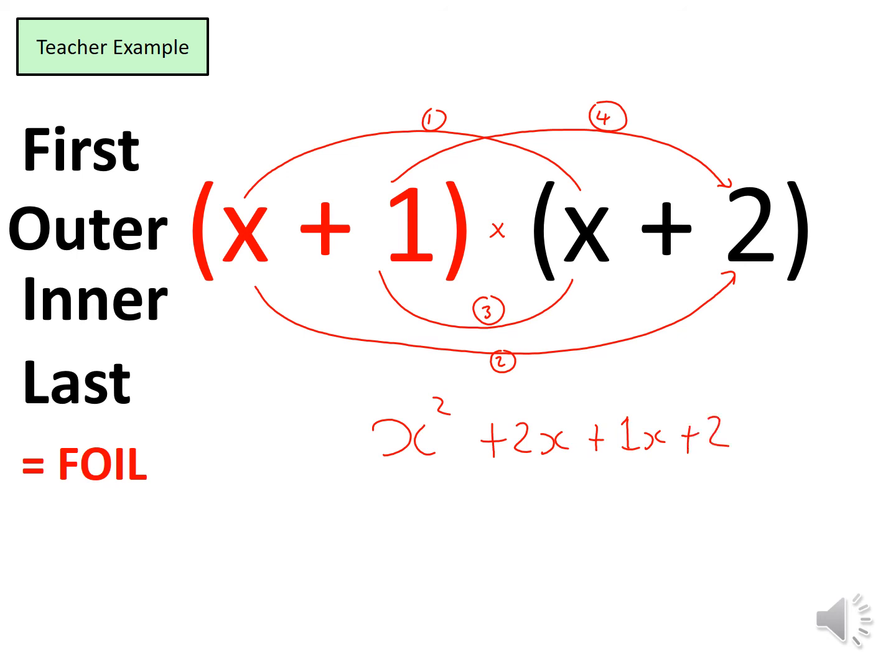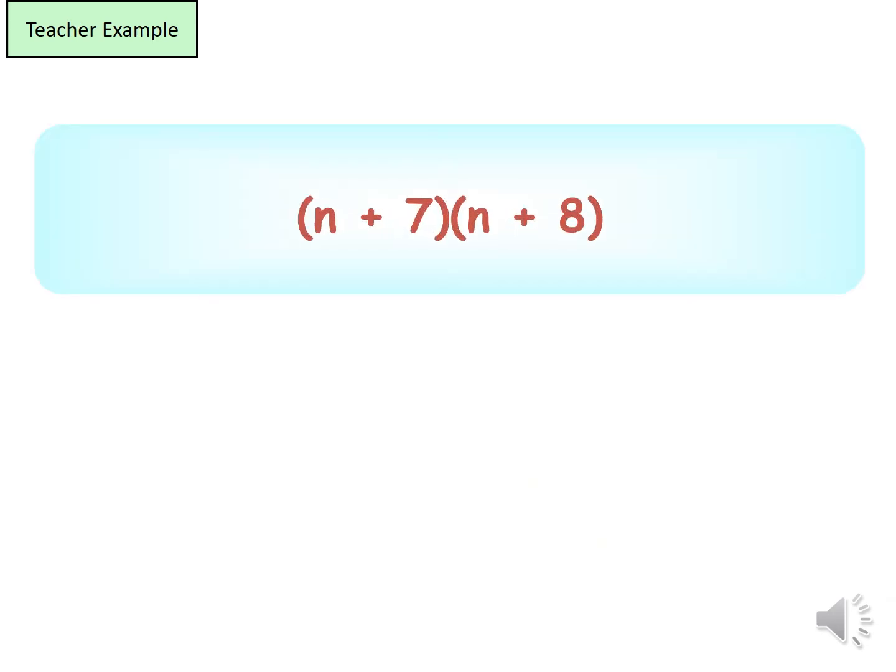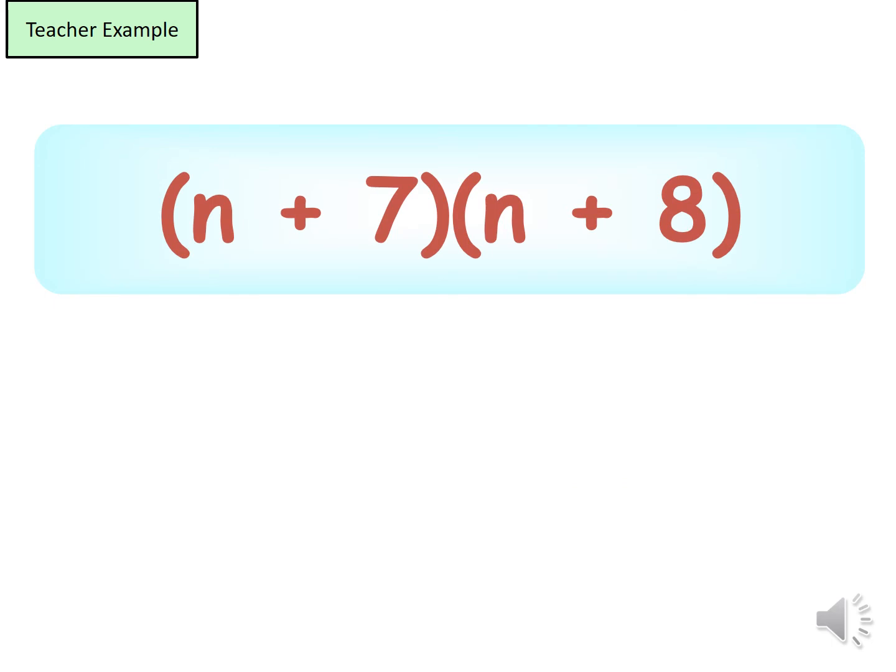Now because we've done it in the order of FOIL, this middle bit over here will always simplify. Okay, so 2x add 1x is 3x. I'll then write out my expression again. Okay, so I get x squared plus 3x plus 2, and that is my final expression after expanding these double brackets.